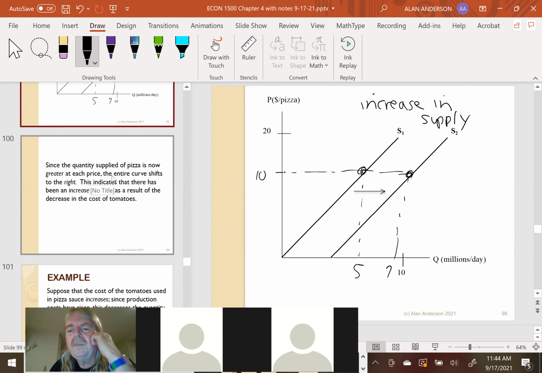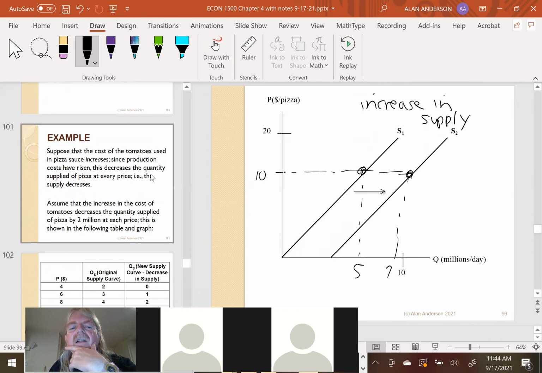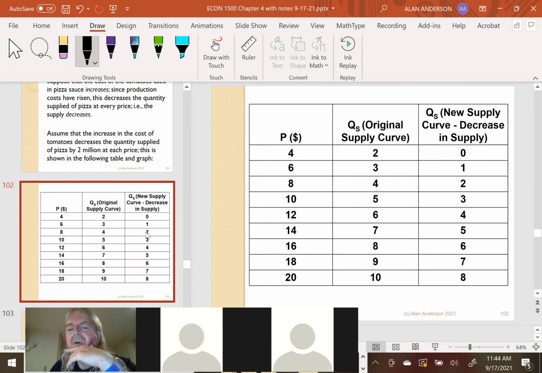But on the other hand, what if the tomatoes become more expensive? There's been frost in Florida. The tomato crop was ruined. And so the cost of tomatoes is going up, and because of that, it becomes more expensive to make pizza. The profits drop, and so less will be made at every price.